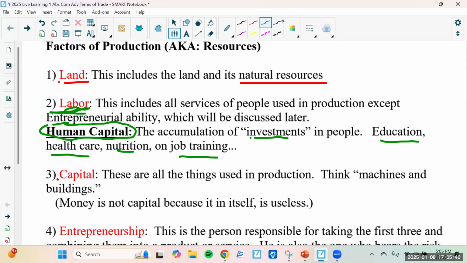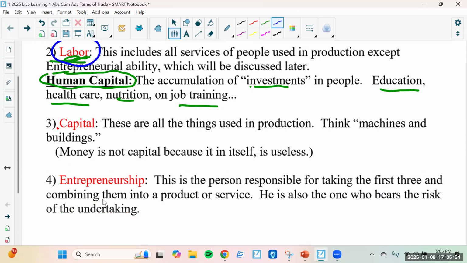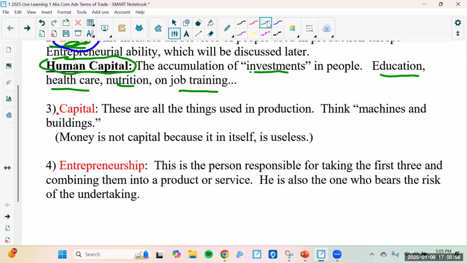The factor of production that we're dealing with is labor, but later on we're going to be talking about capital, which is machines and tools, things like that. I'm going to do that next. But then there's human capital, which is investments in labor. Okay, which brings us to the third one. The third factor of production is capital.